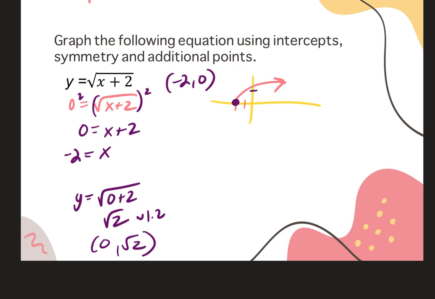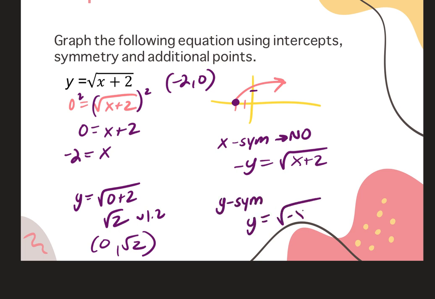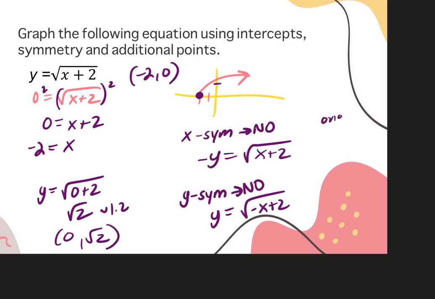For symmetry, I would plug in a negative y for x-axis symmetry. It does not go back to the original. It does not all change. It fails x-axis symmetry. For y, I would plug in a negative x. It does not go back to the original. It does not all equal the opposite. It would fail y-axis symmetry. And for origin, I plug in a negative y and a negative x, and it fails both those again, so it does not have origin symmetry, which based on my graph makes sense.